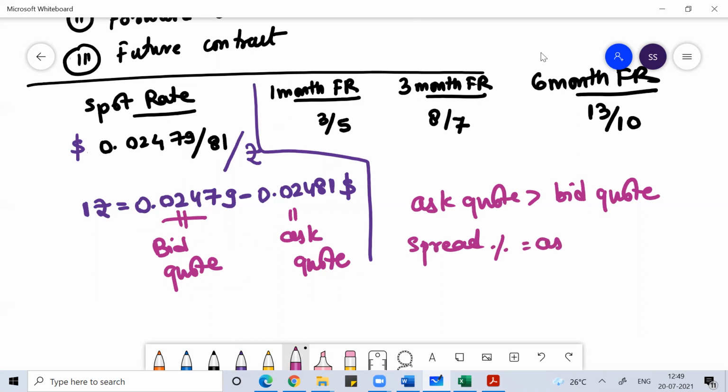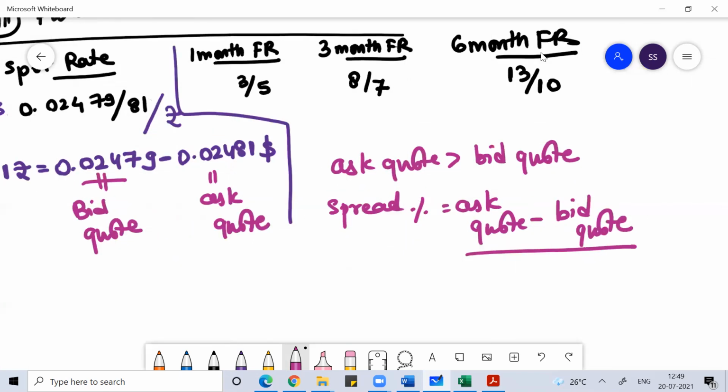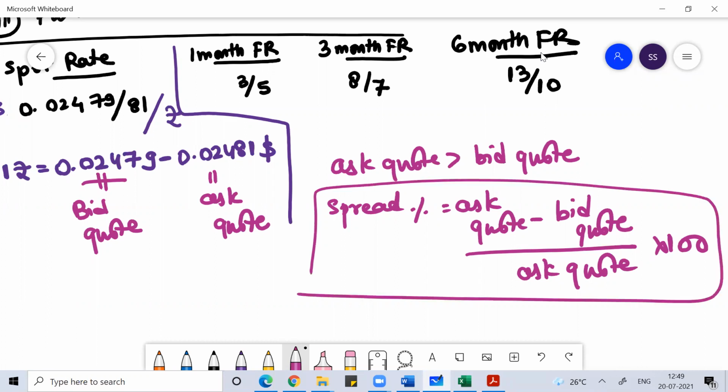The spread percentage formula is ask quote minus bid quote. Sorry, the spread percentage formula is ask quote minus bid quote divided by ask quote into 100. So the spread percentage basically talks about the liquidity of the currency. How liquid is the currency?